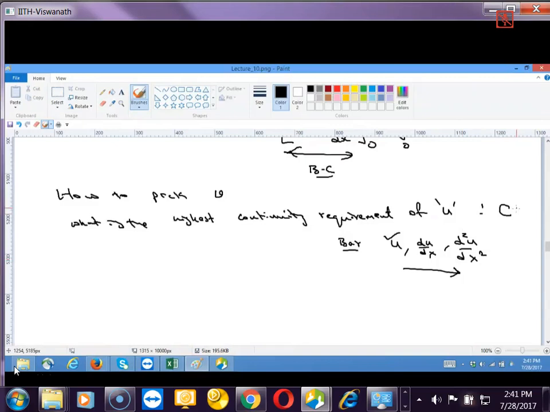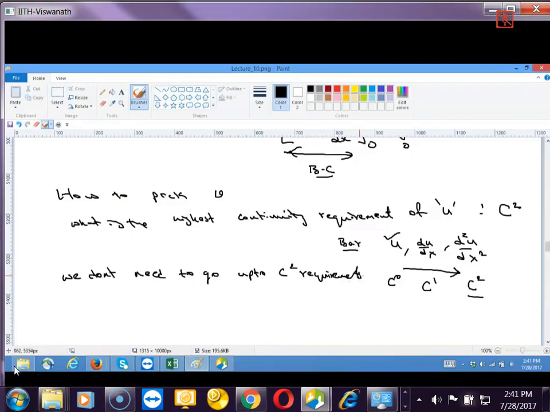C2 means this: if U is continuous, it is C0. If U and du by dx are continuous, it is called C1. If U, du by dx and d square u by dx square are continuous, it is called C2 and higher. But C2 is sufficient in your case here. But what we are doing is a finite element approximation. In the finite element approximation, we don't need to go up to the C2 requirement.